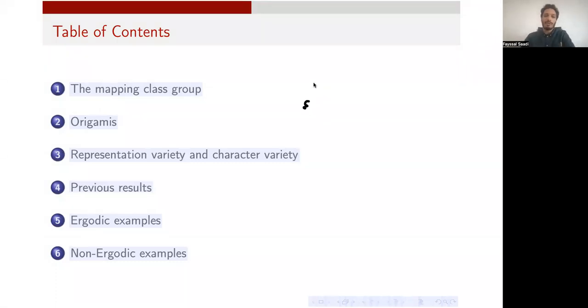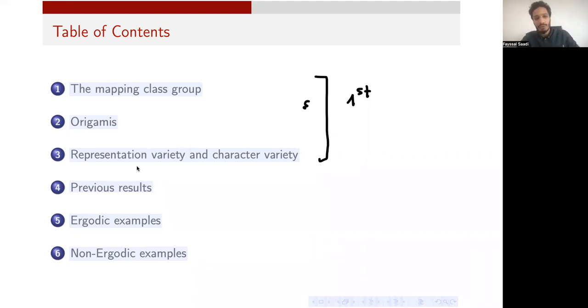So the first part of this talk will be about the mapping class group. We'll introduce the notion of the mapping class group, just to define the notion of pseudo-Anosov homeomorphism. And then we'll talk about how to construct pseudo-Anosov using Origamis.